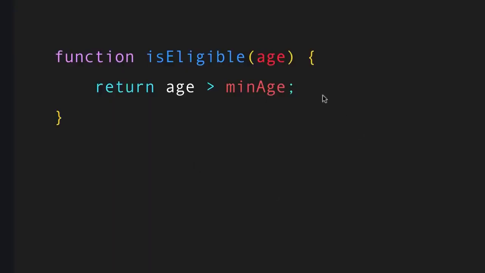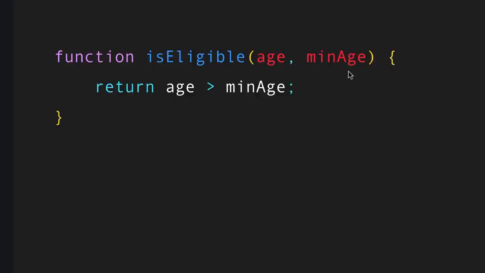So this function takes the age of someone and compares it with minimum age. As you can see, minimum age is not defined here, so it's a global variable. Now, if we rely on this global variable to see if someone is eligible or not, the result of this function can change in the future. So if somewhere else we change the minimum age from 18 to 21, this function is going to return something different. To make this function pure, we have to pass minimum age as a parameter. So everything this function needs should be specified in its parameter list.